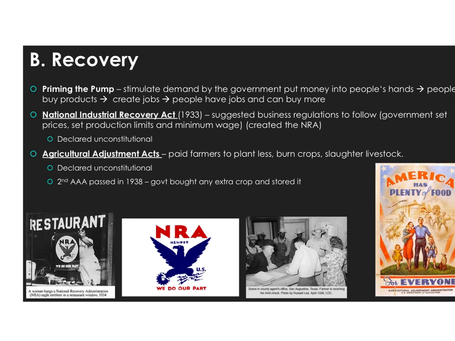Now, there were a couple of things to make sure we recover faster. The NIRA is going to be created by FDR. It's going to give business regulations to follow, like a minimum wage, set production limits, set prices. You can't charge whatever you want anymore, right? The NRA is called the National Recovery Administration. It was part of the NIRA. That's an act, and that's just the administration that carried out the act.